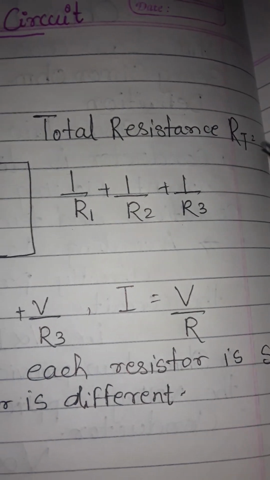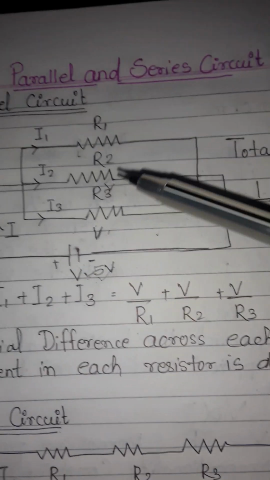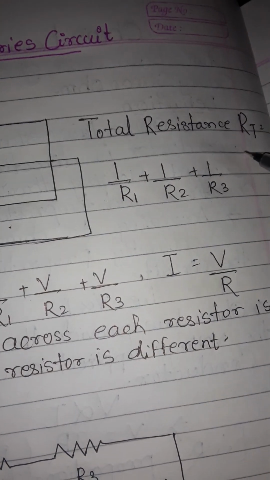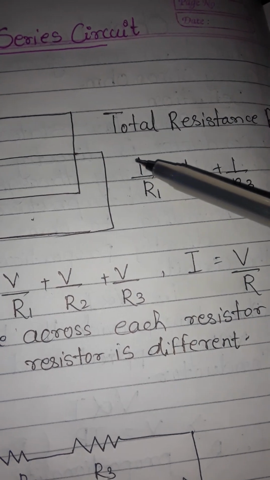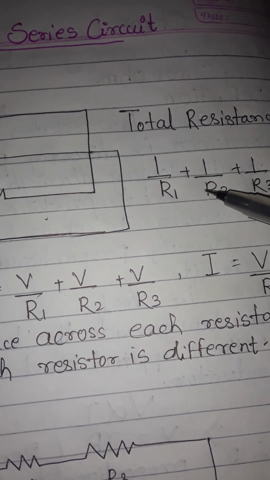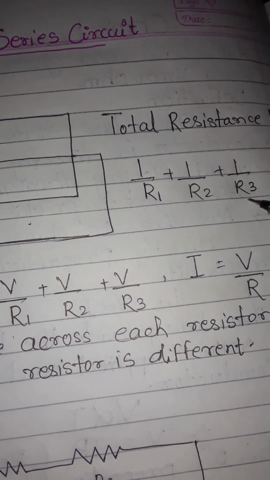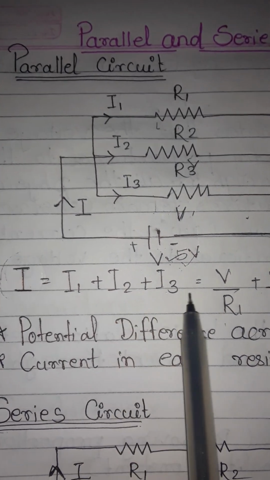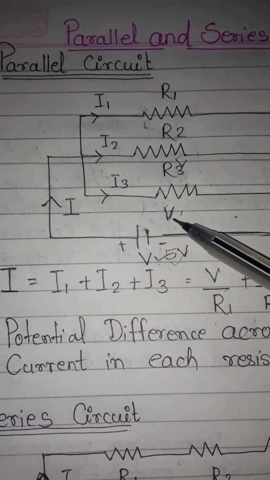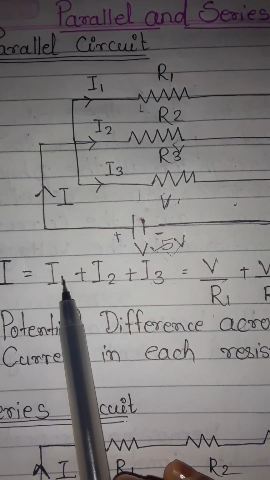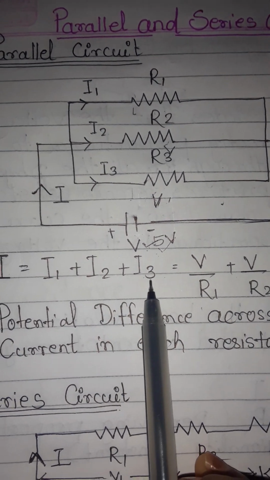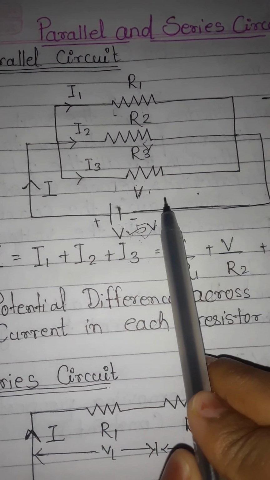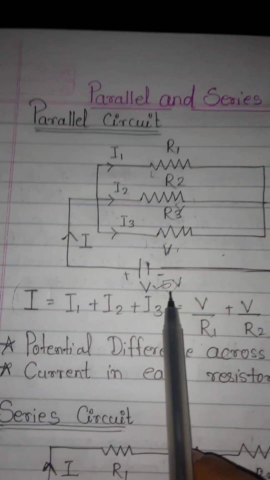So if you are finding the total resistance, when your resistors are connected in parallel, the total or equivalent resistance will be 1 by R1 plus 1 by R2 plus 1 by R3. And the total current I is divided into three parts because we have connected three resistors. Then it will be I1 plus I2 plus I3. Then we will get the whole current flowing in the circuit due to this 5 volt.